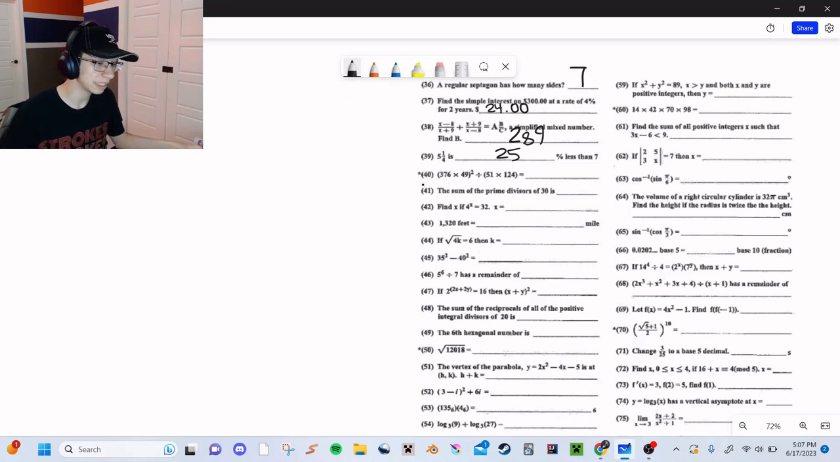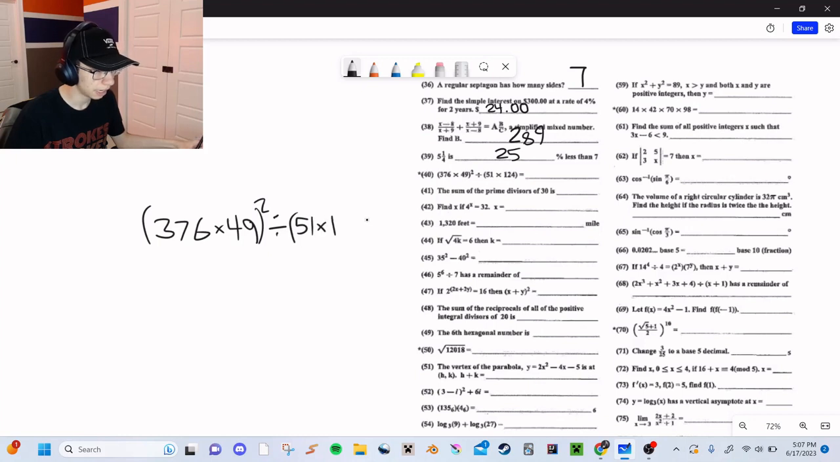Okay, so number 40 in estimation. So we have 376 times 49 squared divided by 51 times 124. So again, this is something I see a lot for the estimations. Round, make it easier on yourself. And I'll show you what I'll do right here.